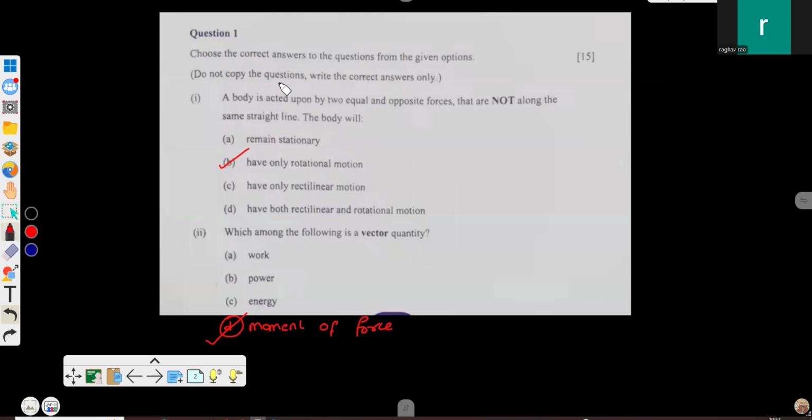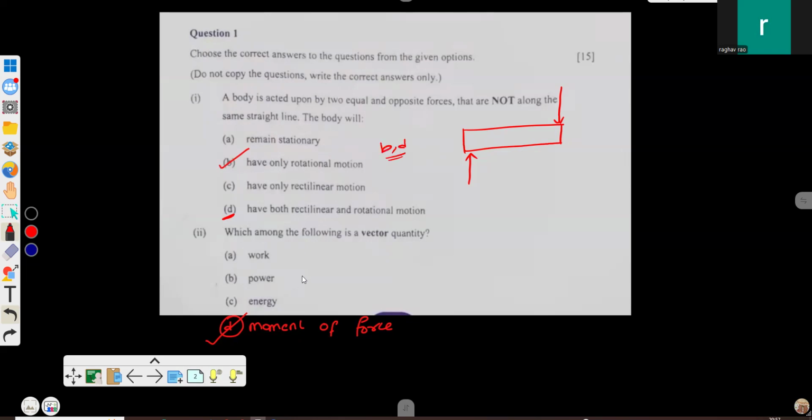The first question: a body is acted upon by two equal and opposite forces that are not along the straight line. Let us take a body like this. If it is acted upon by two equal and opposite forces which are not along the same line, it would be a couple. It will have a rotational motion. There is an ambiguity. Even this can be correct. Let us see when the final key is released. I hope both B and D are correct.